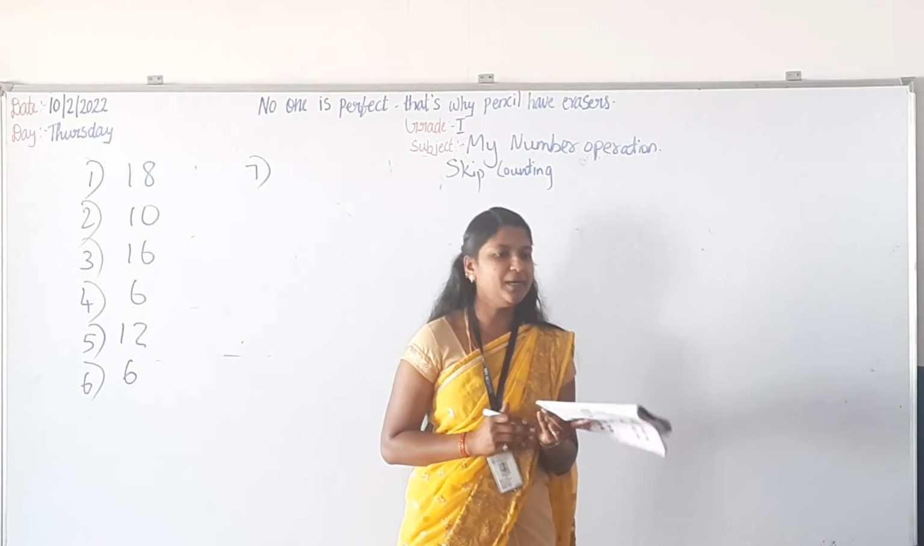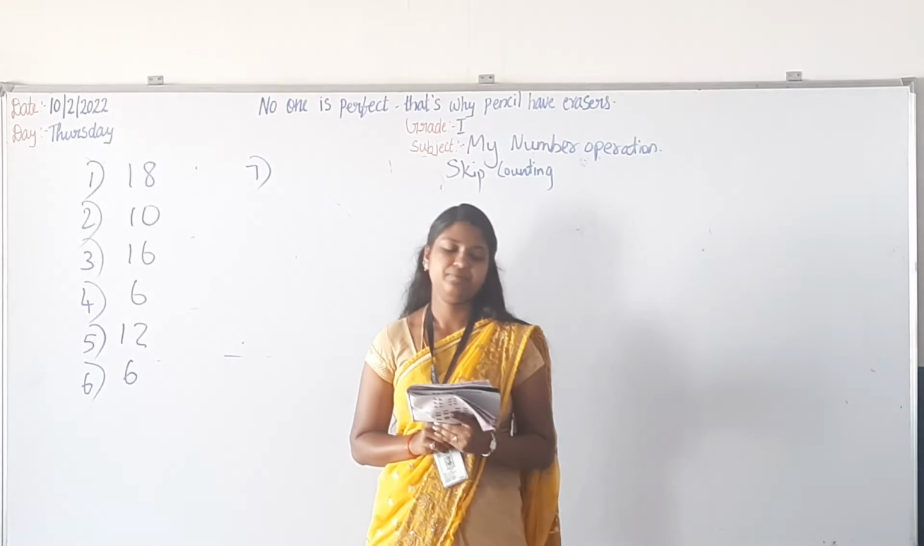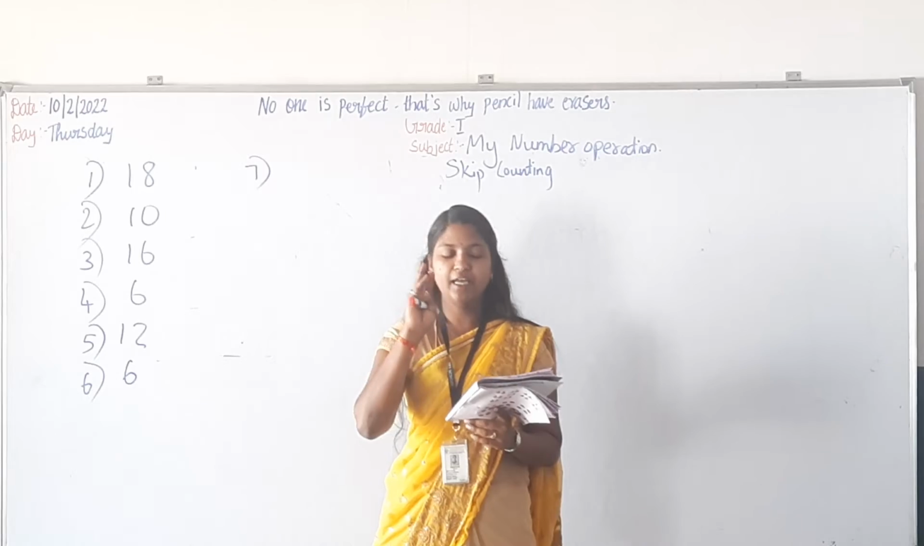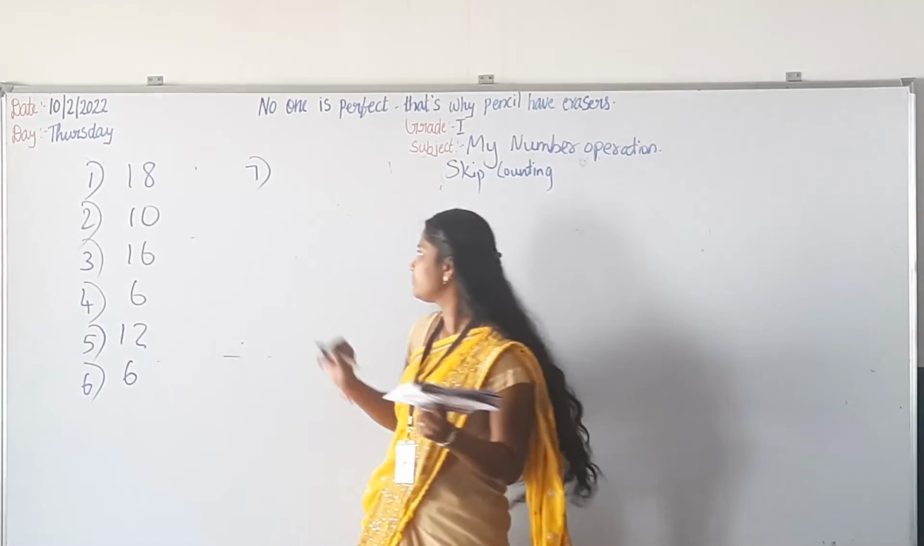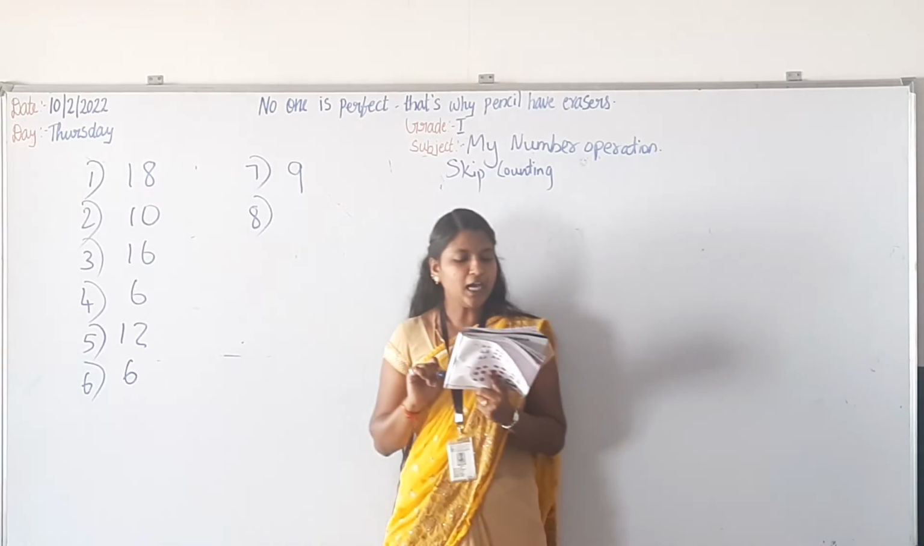Okay, those are apples. How many groups can you see? Three. So in each group, how many apples? Nine. Totally? Nine. Then 8th one. What are those?